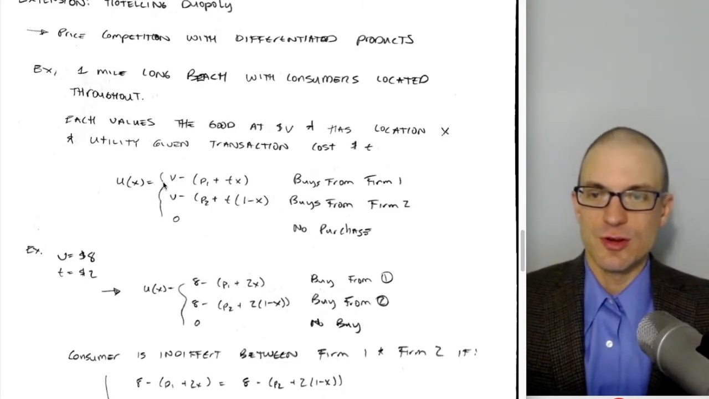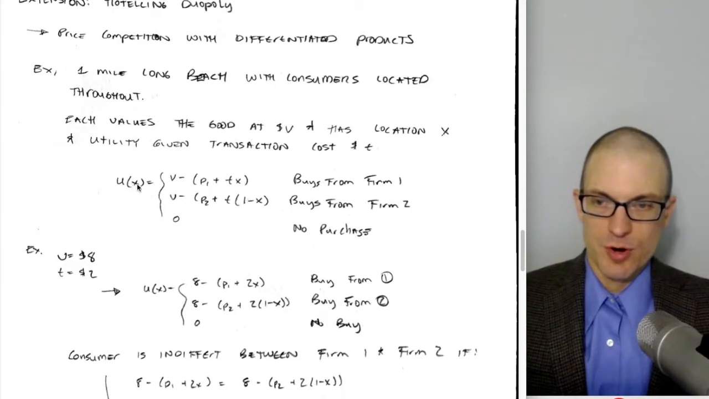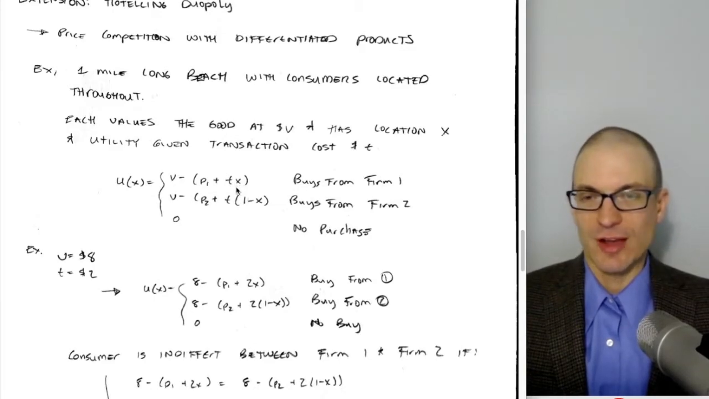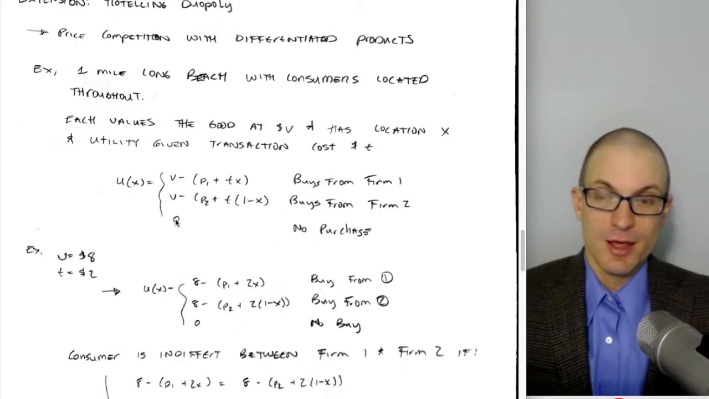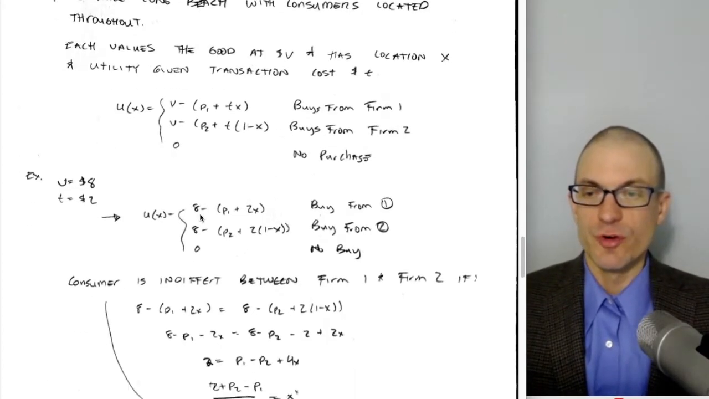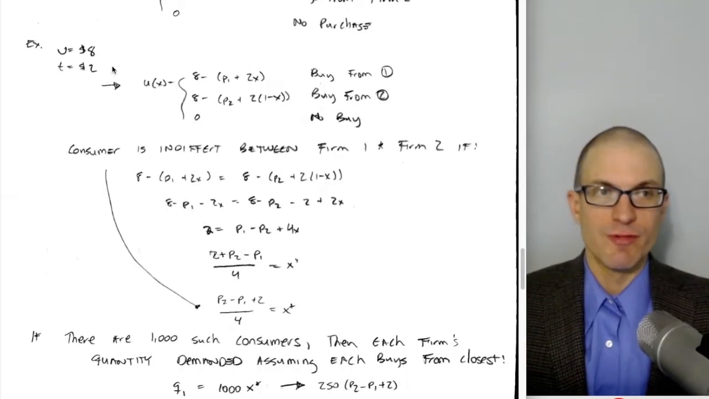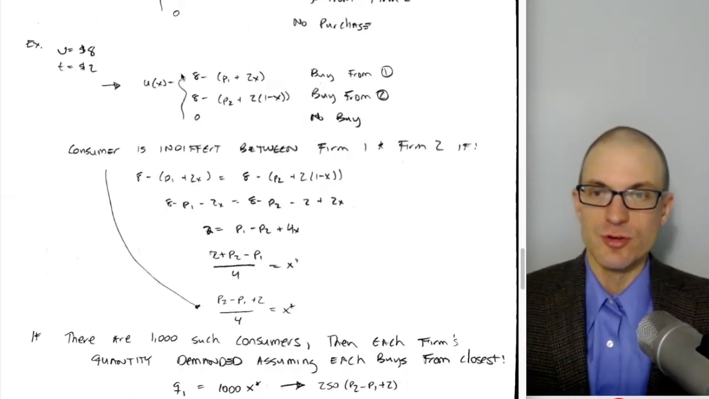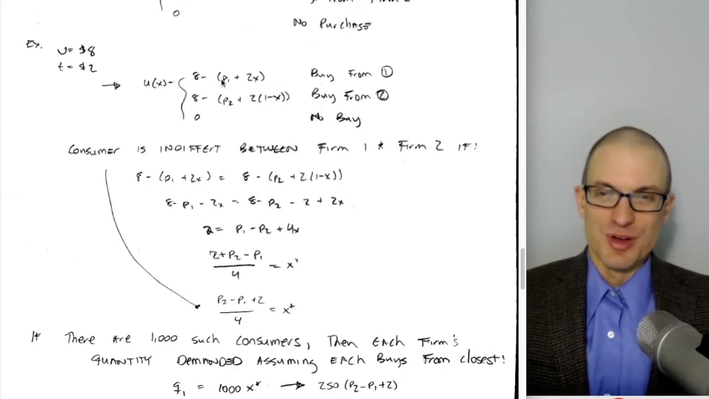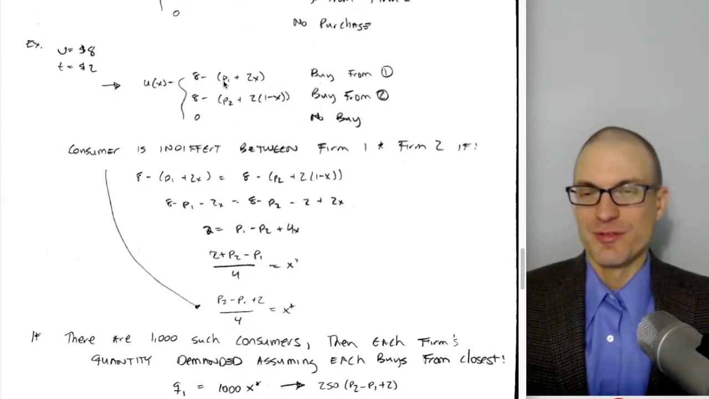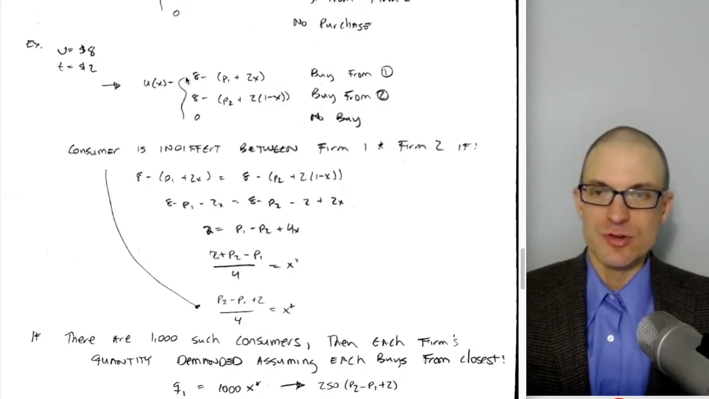So here is their utility. This is the utility for a person at position X. It's V minus the price they pay minus T times the transaction cost that they're going to incur, if they buy from firm 1. Here's what happens if they buy from firm 2. If they don't buy, the utility is just 0. For the numerical version, suppose the value is 8 and the transaction cost is 2. If they were given the good for free, from a seller exactly where they're located, their utility would be 8. This would be 0, and this would be 0.